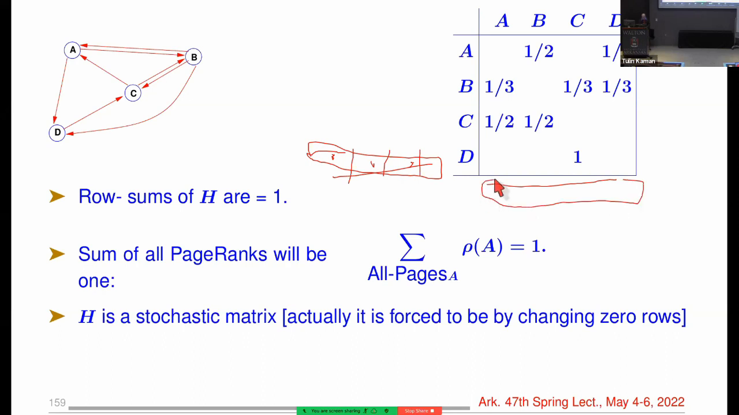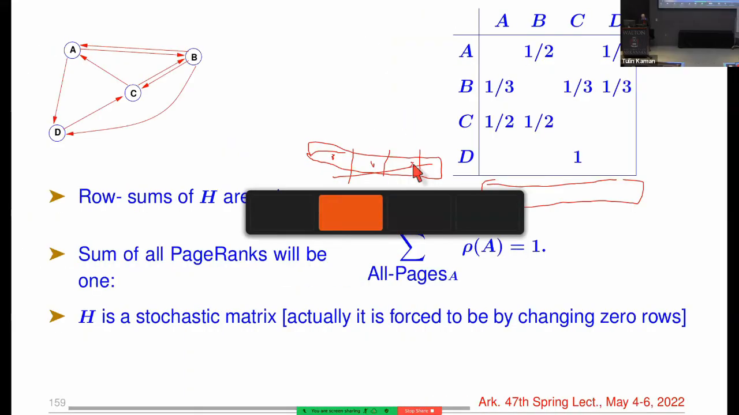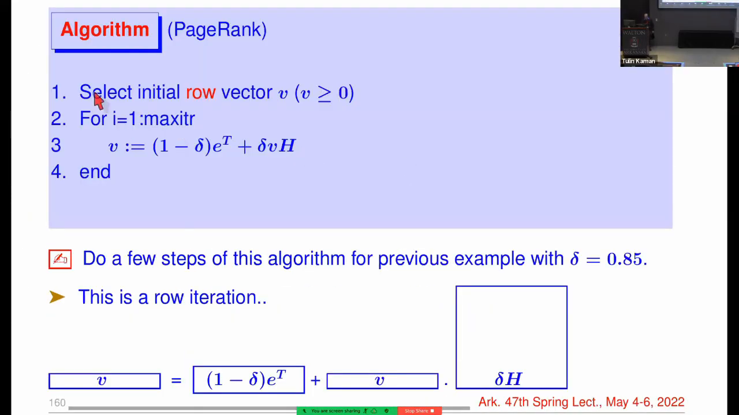So you keep repeating this. Take this to be your new vector, put it here, multiply, and repeat. It's exactly the power iteration. That's what we have. This is the PageRank algorithm, which is the power iteration for that matrix.